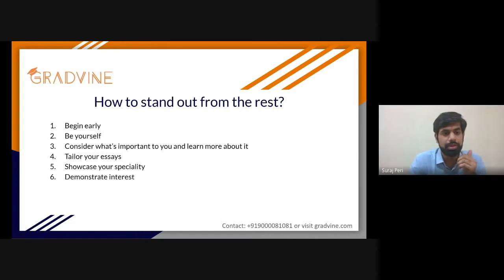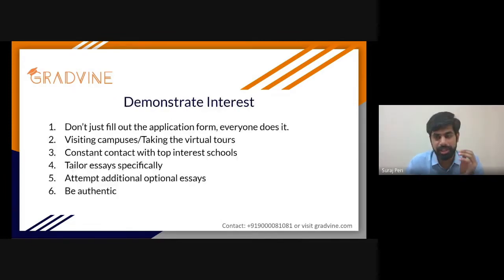And that gets me to the next slide, which is demonstrated interest. One of the biggest ways of standing out from the rest of the pile. Don't just fill out the application materials. Everyone is doing that. Make sure that you're putting in a lot of effort in terms of telling the university why this is of particular importance to you. Why this particular university, why this particular major goes a long way. And this is something that I cannot stress enough. Use the application material, use the essays to make sure that you show that you are very, very highly interested in joining a particular university and the program itself.